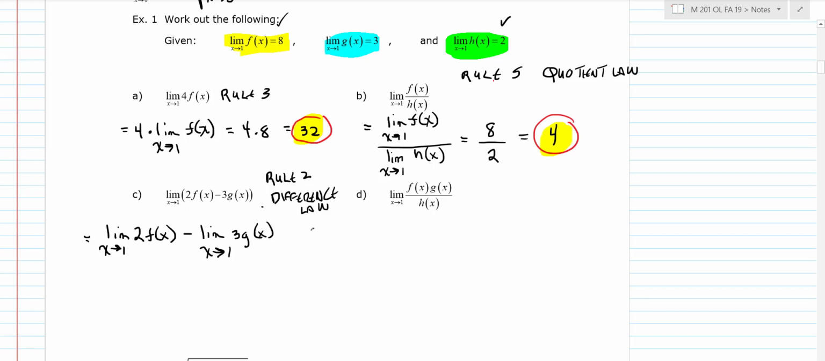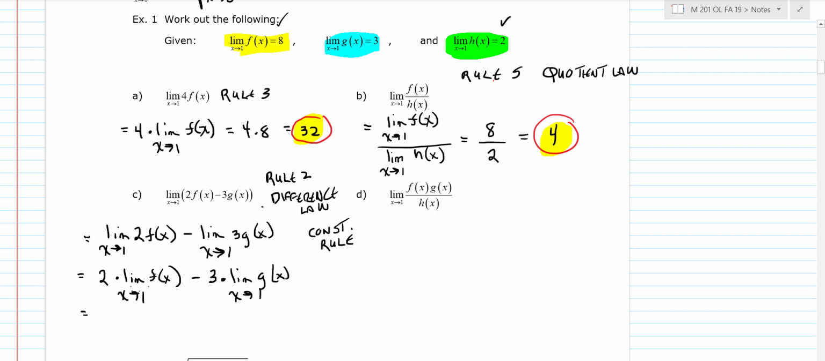Okay, now we're going to use the constant rule, which is Rule 3. Okay, so this says that if you have a constant times a function, the constant comes out. So you would write this as 2 times the limit as x approaches 1 of f of x minus, bring the 3 out, 3 times the limit of g of x as x approaches 1. So that's how you break that up.